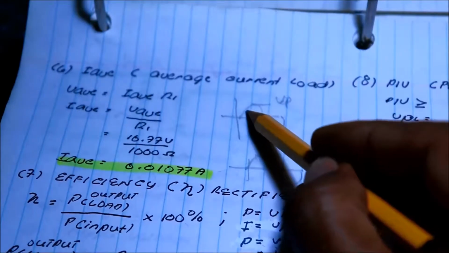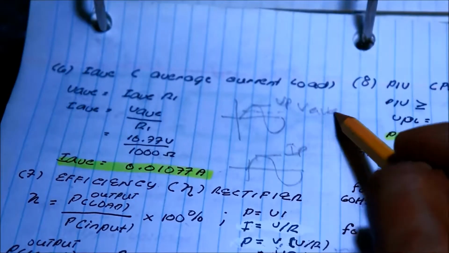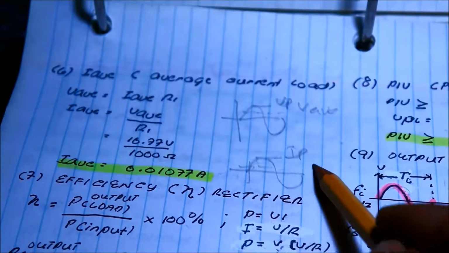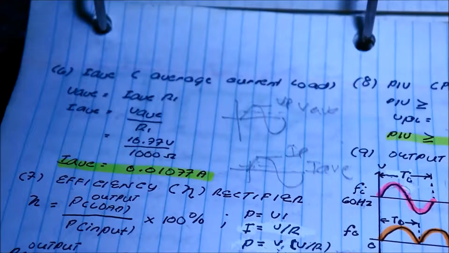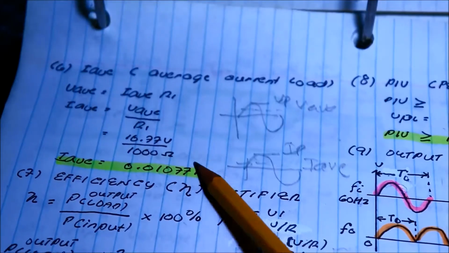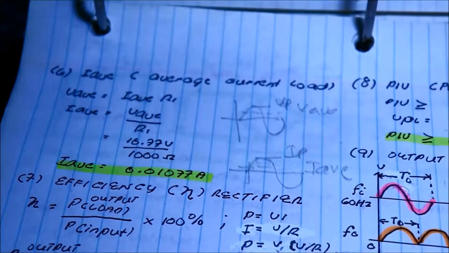If this is the voltage average, there is in the graph current average. That is the analogy. Current average. And we're going to use that in the computation of ripple voltage. Okay, we solved already the value of current average.